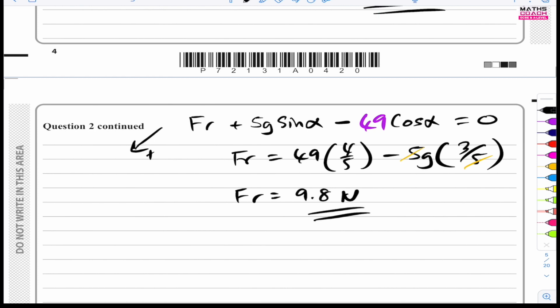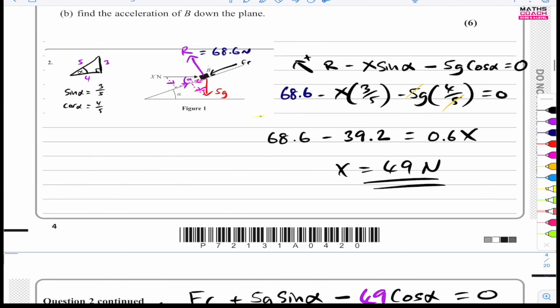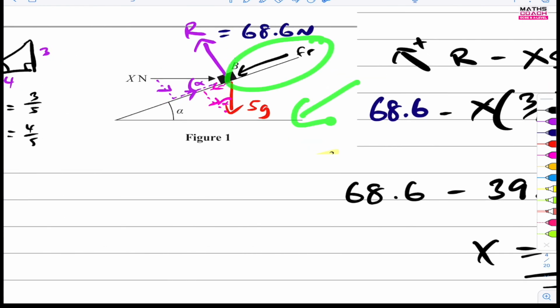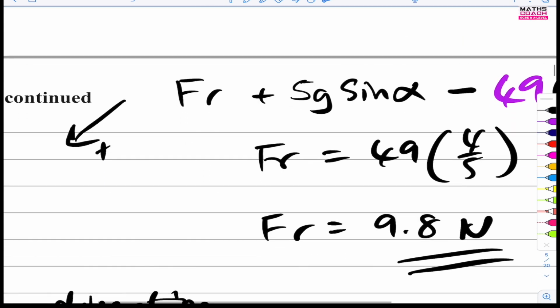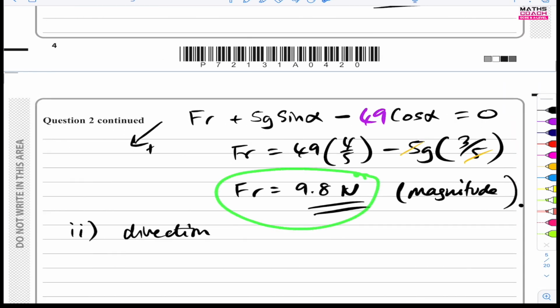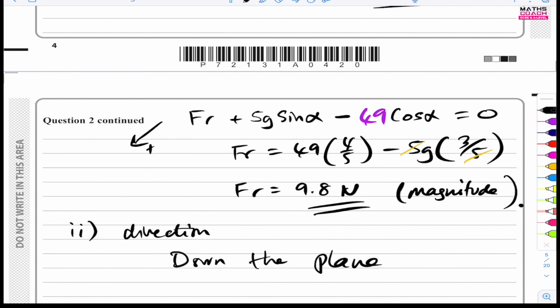Okay, that's your friction. That's the magnitude of your frictional force acting on B. Now, what about the direction? Okay, the question talked about the direction. Well, look at this. In our diagram, we've made the friction going down. We obtained a positive value for our friction by going down as positive. What does that show? That indicates that we are correct to show the friction going down because the frictional force is going down the plane. Okay, so it's going down the plane.